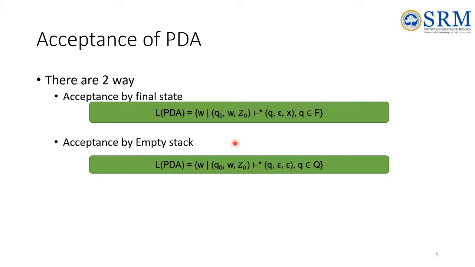A PDA can accept in two ways. One is by empty stack: in the Q0 state for a given string, the top of the stack is Z0, and it is popped. The pop symbol is represented by an epsilon. The other way is acceptance by final state: you can represent some state as a final state, and if your PDA stops there, it is acceptance by final state. Depending upon the problem, we can design it.